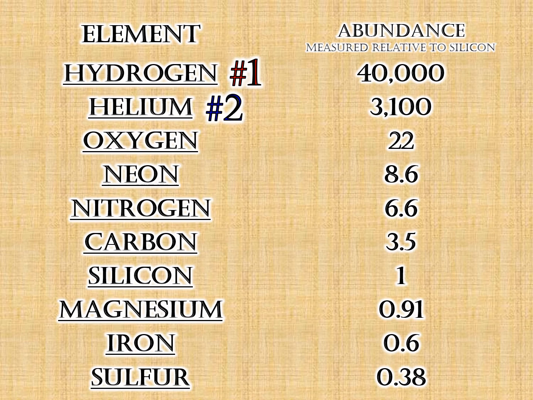Then oxygen is number three, neon is number four, nitrogen is number five, carbon is number six, and silicon is number seven. So the first seven most abundant elements in the universe, none of them are metals. So because of abundance, when we look around us, we do not see a metal universe. We see mostly a non-metal universe.